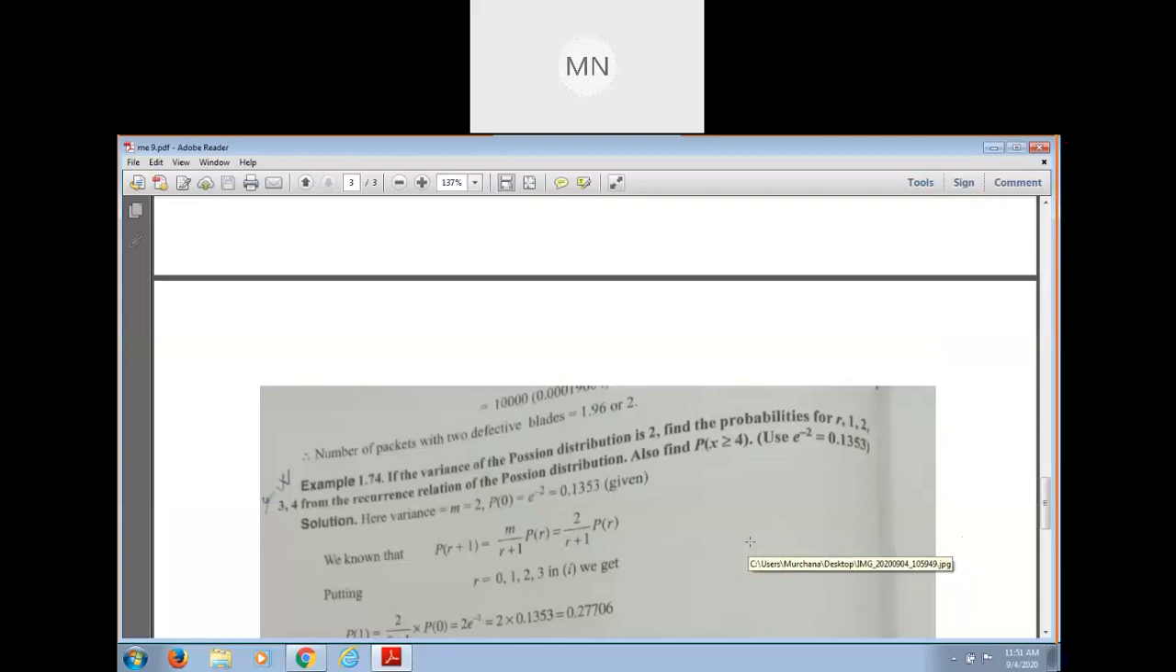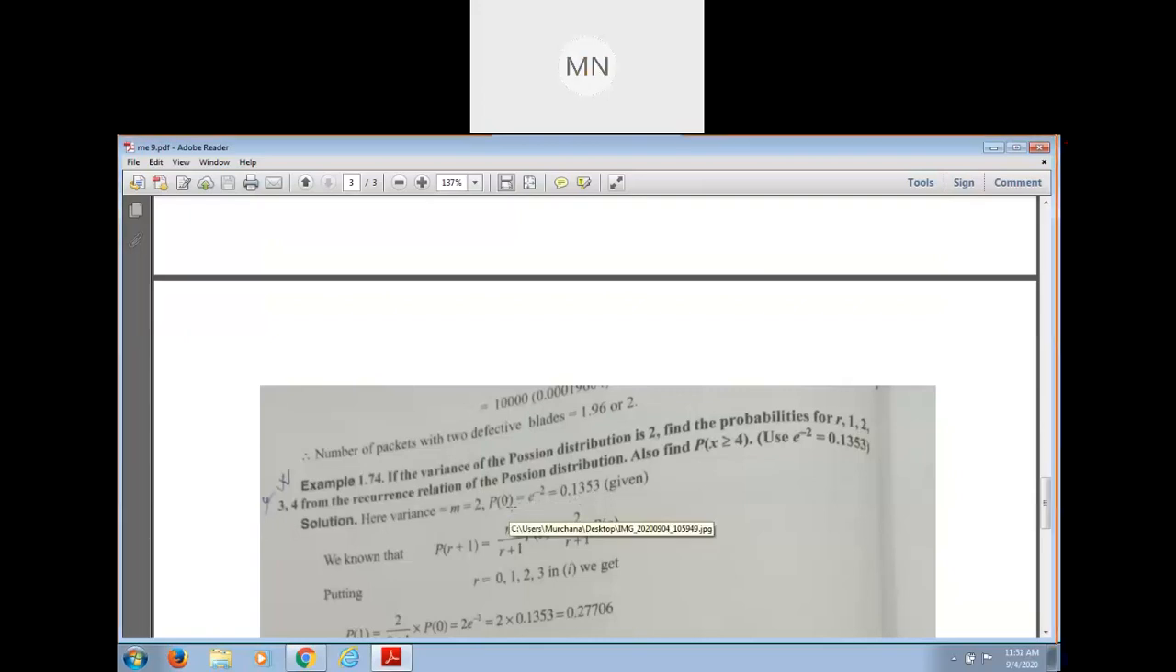X equals 1. Okay? Suppose X equals 1, then R must be 0. Therefore, at this step we find X equals 0. Your formula is e to the power minus M, M to the power R divided by R factorial. Here M is 2, and R is 0. 0 factorial is always 1. 1 factorial, all are 1.